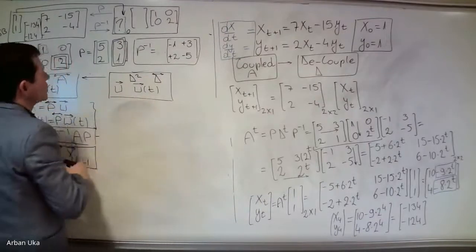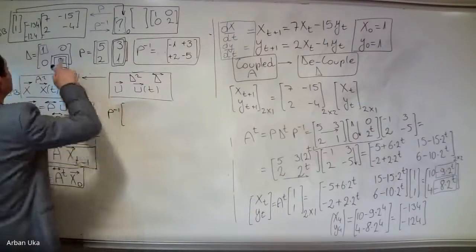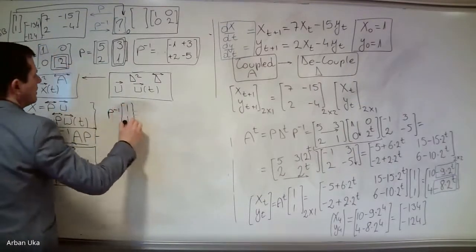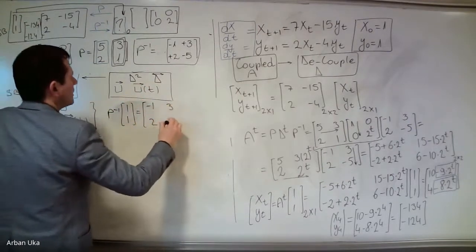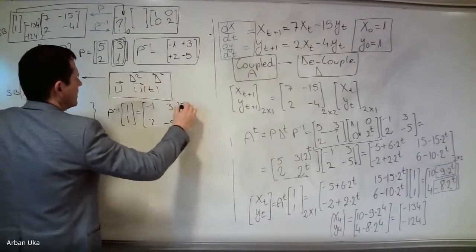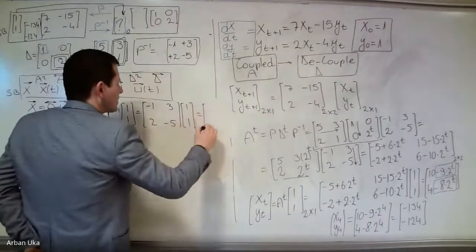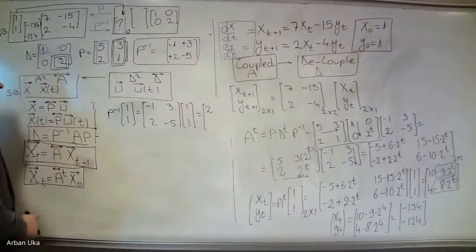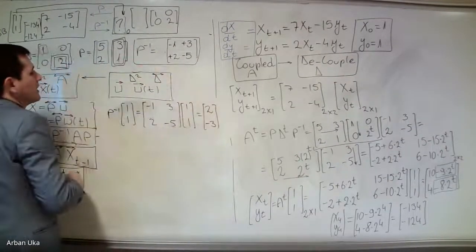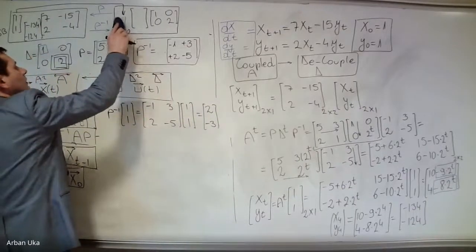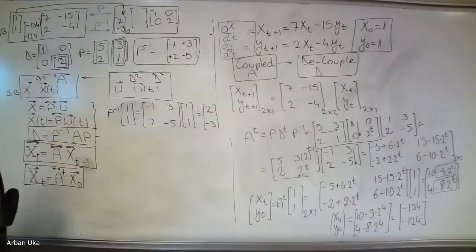So the initial condition in the new basis should be equal, as you said, to P minus 1 times 1, 1. So this is equal to minus 1, 2, 3, minus 5 times 1, 1. And this is equal to, what is this? 2, and then 2 minus 5, minus 3. Okay, we found it. This is 2 minus 3. This is 2 minus 3.